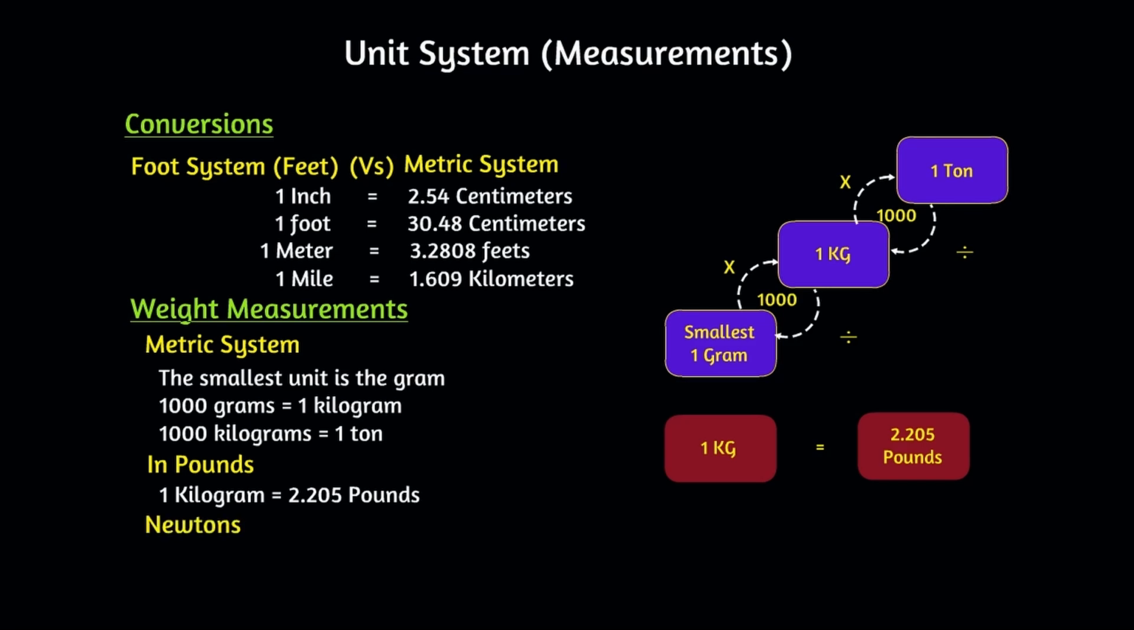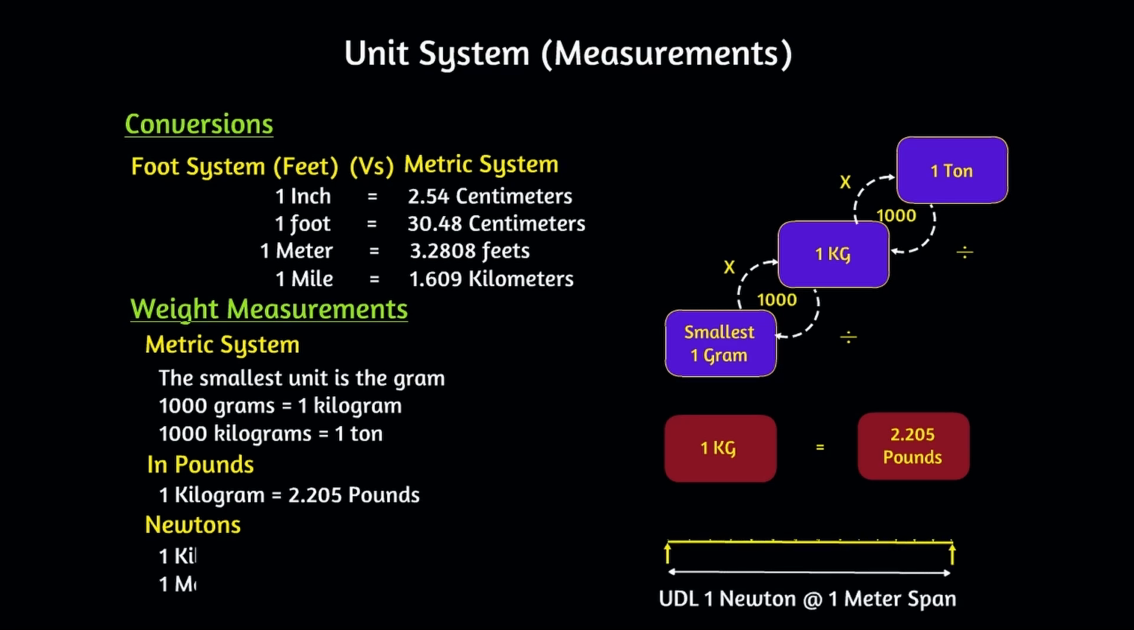What is a newton or kilonewton? Newton is a unit commonly used in structural design for load calculations during the design of structural components such as columns, beams, and slabs. For example, 1 kilogram of mass uniformly distributed over 1 meter generates a force of 1 newton.